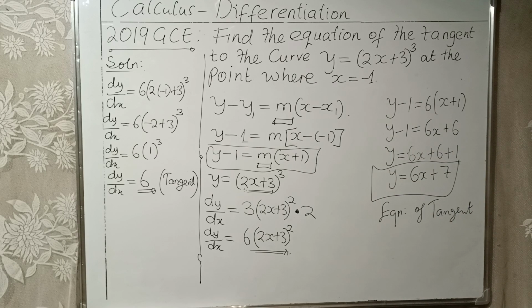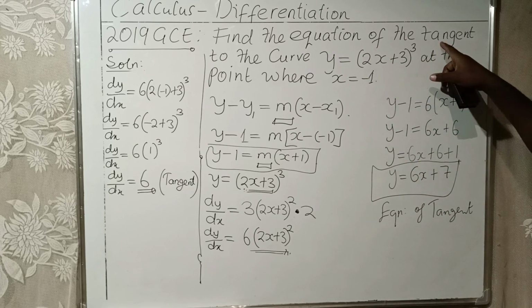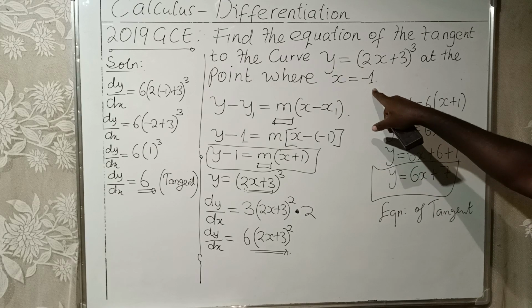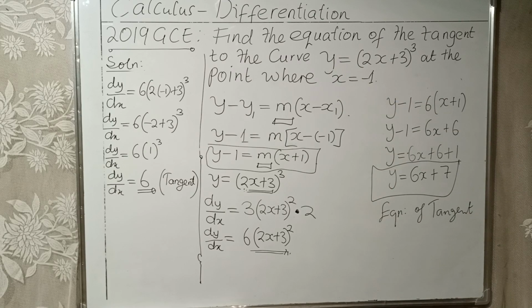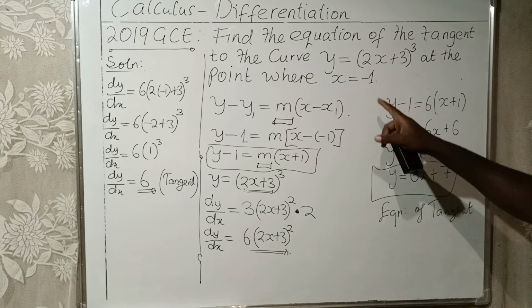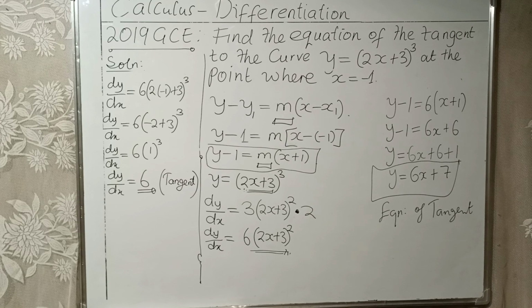So basically, whenever we are asked to get the equation of the tangent to the curve at a given point, we need first to find a gradient, which we get by differentiating, and now use the gradient in this simple formula.